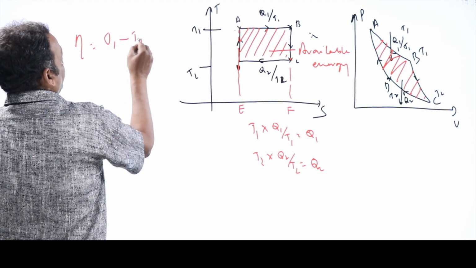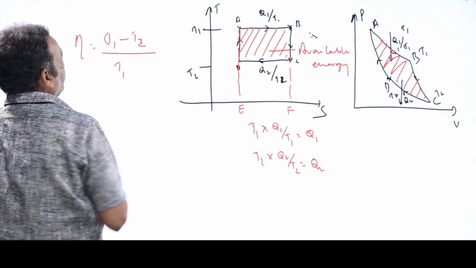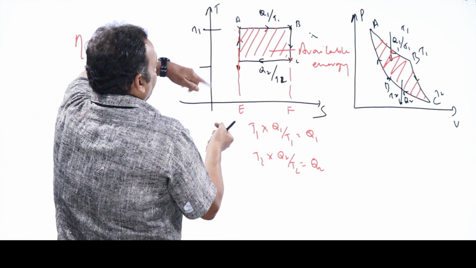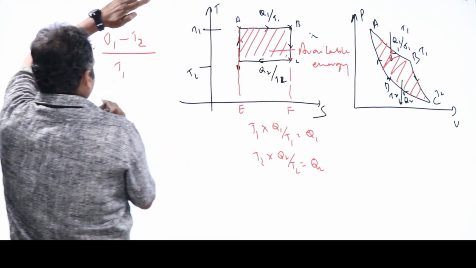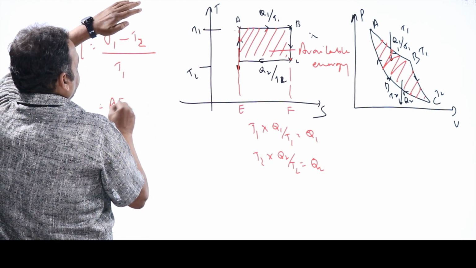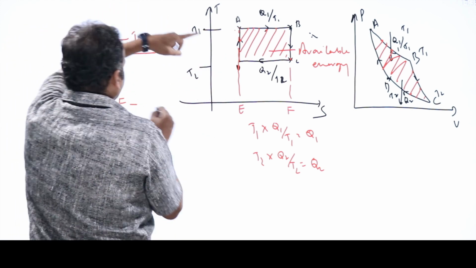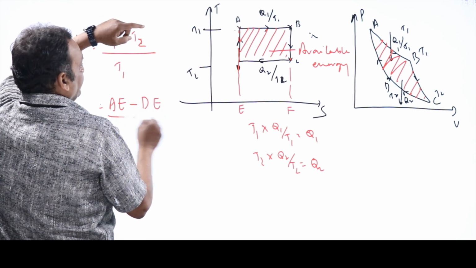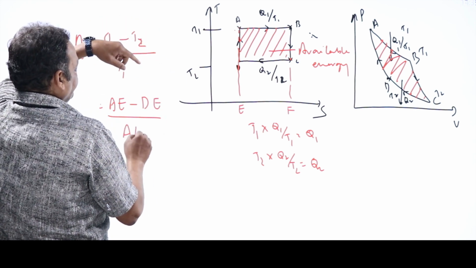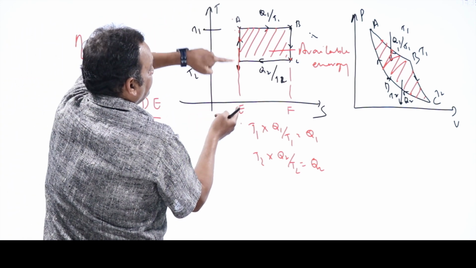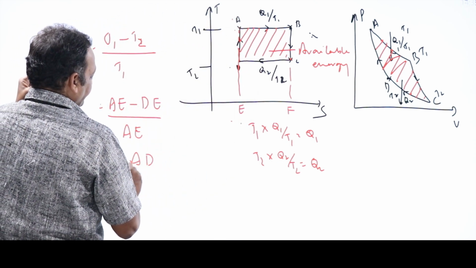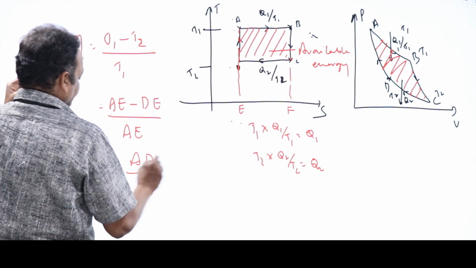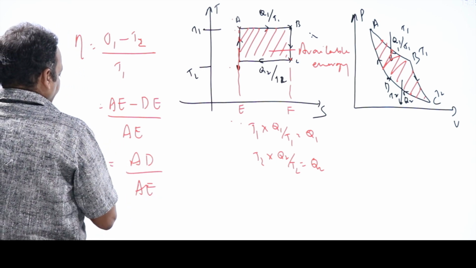So what is the efficiency of a Carnot cycle? T1 minus T2 by T1. What is T1 minus T2? T1 is AE, minus T2, which is DE, by T1, which is again AE. What is AE minus DE? Nothing but AD. So it is AD by AE. This directly gives you the efficiency.